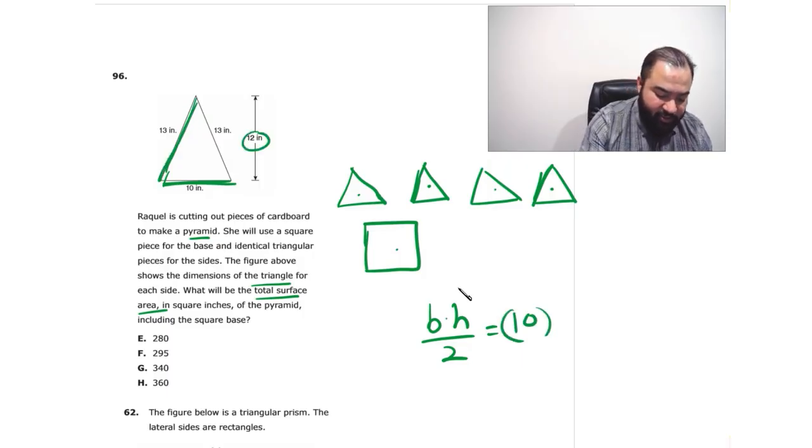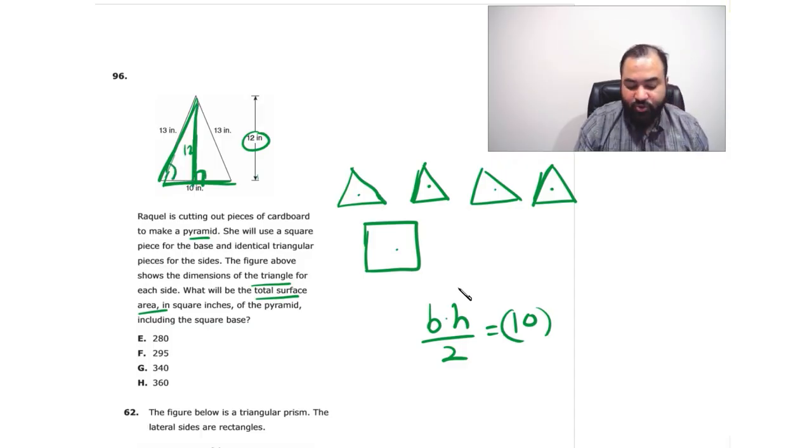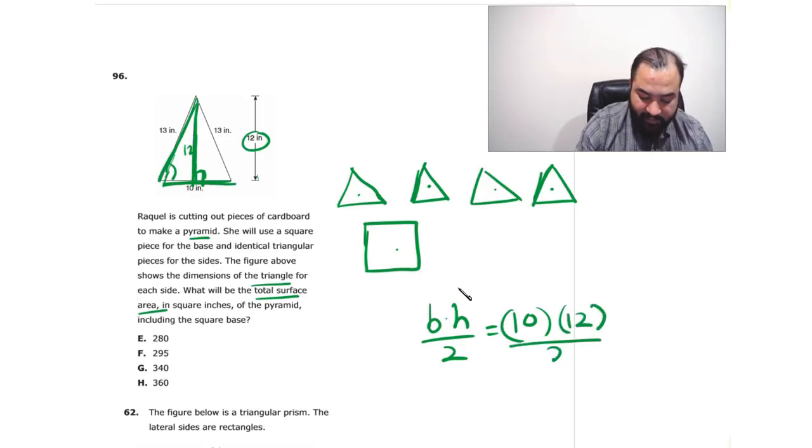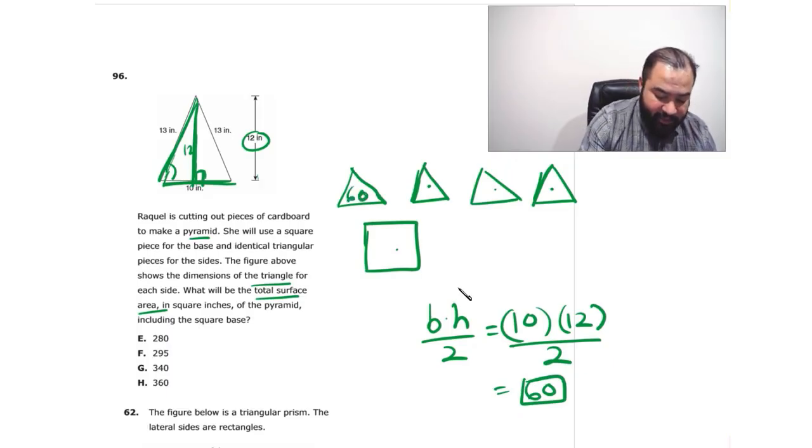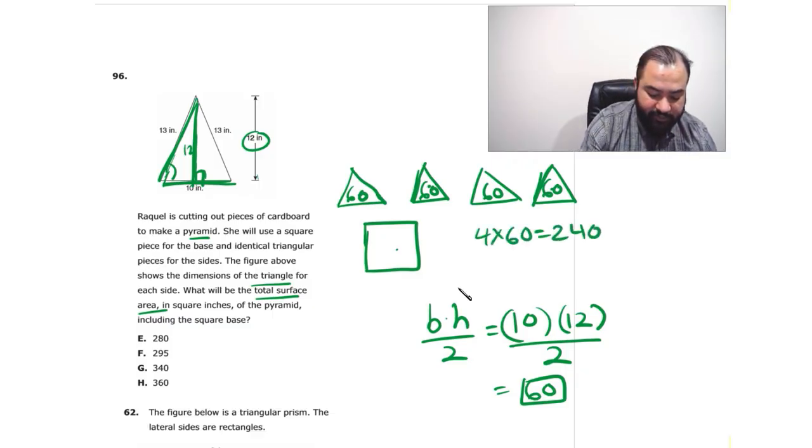Is 13 the height or 12? You remember the definition of the height. Height has to make 90 degrees with the base. So the 13 doesn't make 90, but the 12 does. This 12 is here, if I put it, it's the same thing. So 12 does make 90 degrees with the base. So I'm going to take 12 as the height and divide by 2, of course. That's 120 divided by 2, which is 60. So 60 is the area of one of the triangles, and there are 4 identical ones. So 4 times 60 is 240. That's the area of the 4 triangles.